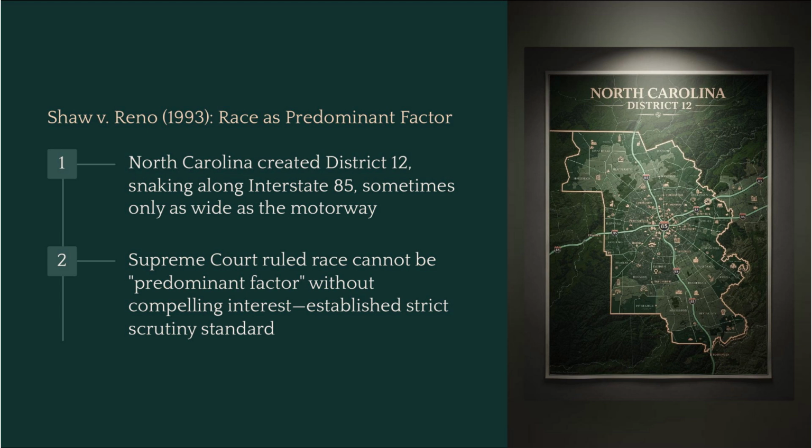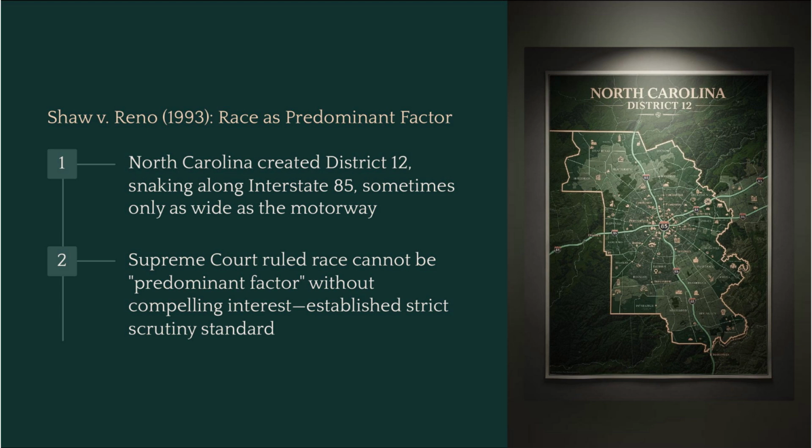The tension between race and redistricting came to a head in the 1990s with the case of Shaw versus Reno. North Carolina created District 12, a bizarrely shaped district. It didn't look like a community. It looked like a snake. It stretched for 160 miles, snaking along Interstate 85. In some places, the district was literally only as wide as the highway itself to connect pockets of African American voters.